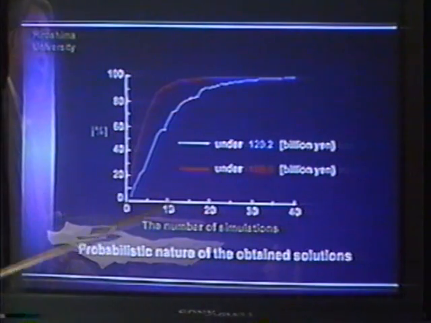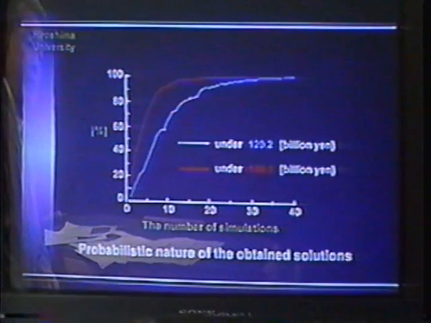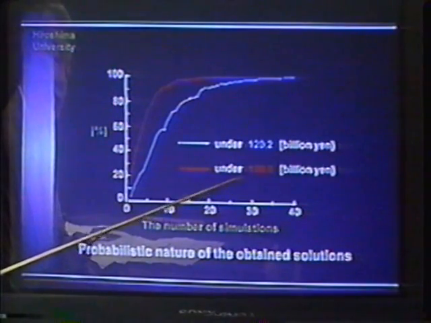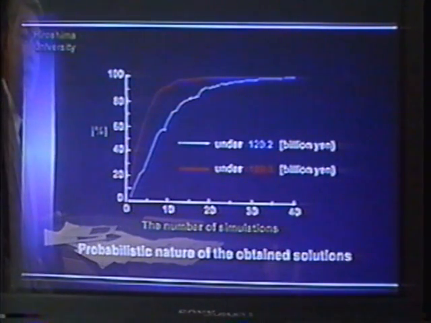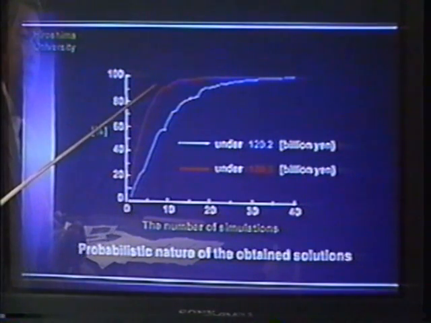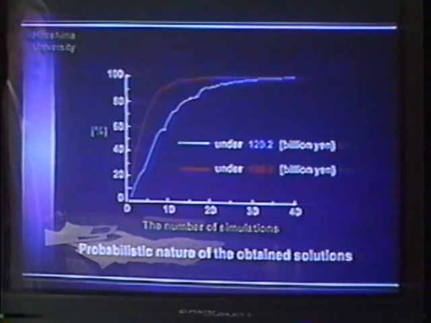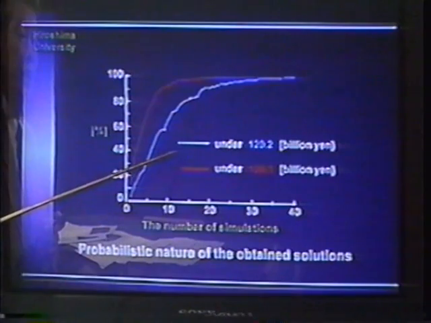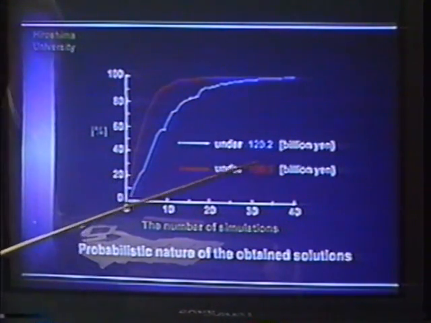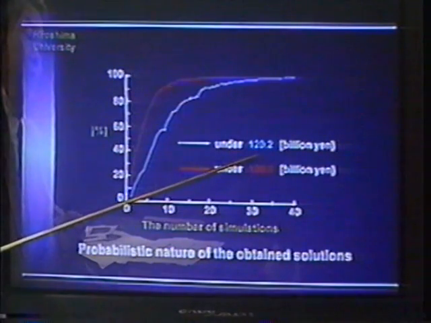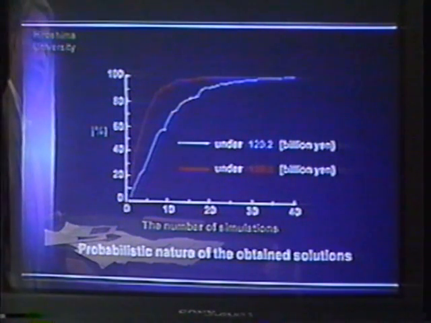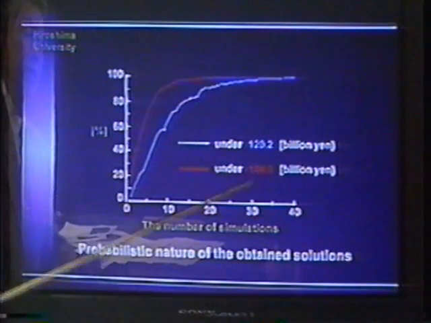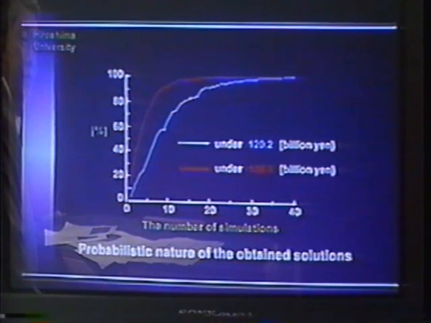And so if we accept the solution of 120.3, after 10 runs we have at least one solution with 0.95 probability. And if we only accept the solutions of 120.2 billion N, we need 30 runs of hopefully the neural nets.